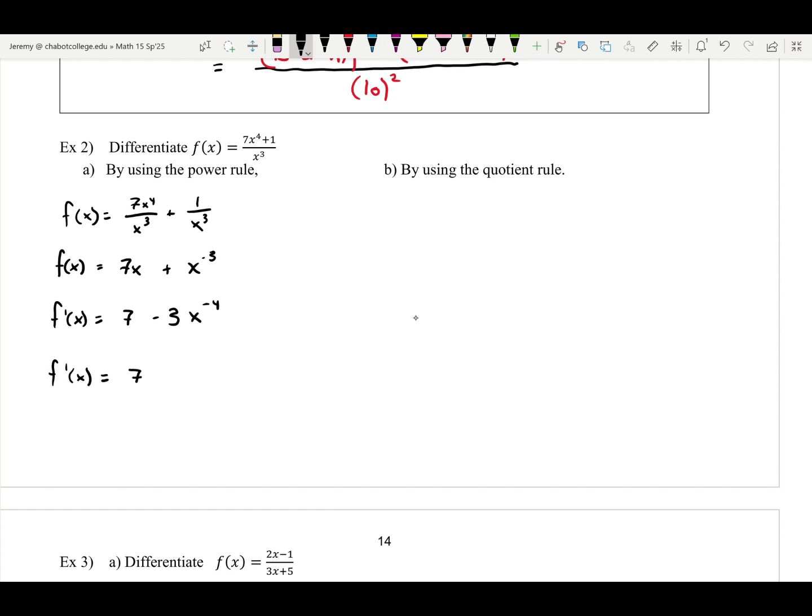And I can simplify this. I can rewrite it as 7 minus 3 over x to the 4th. That's one way to write it. Also, if I choose to write it as a single fraction, I could get common denominators, just involving multiplying top and bottom of this function by x to the 4th. So I could also write this as 7x to the 4th minus 3 over x to the 4th. So either of these works.